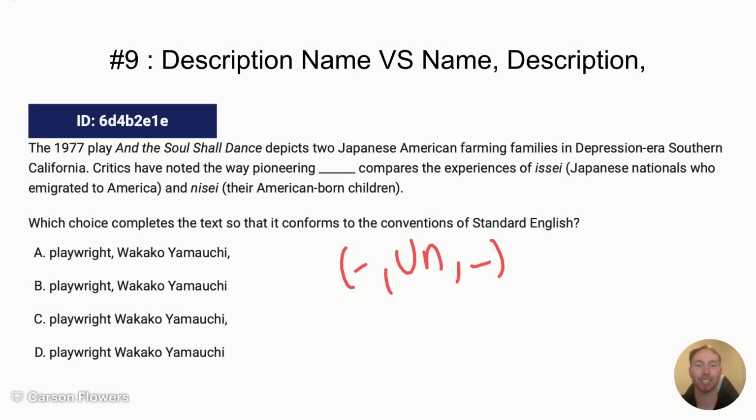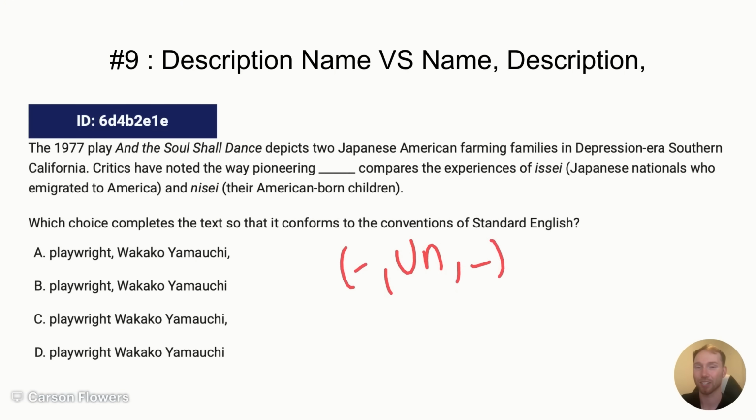In this case, they like to test this in terms of names. So are names necessary or not? Well, names are necessary information. If you talk about a person and you don't tell me their name and I don't know who they are, the sentence doesn't make any sense. So names, proper nouns, are always necessary info and should not be surrounded by punctuation.